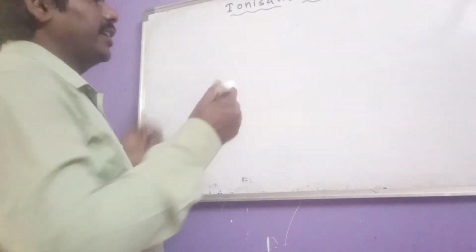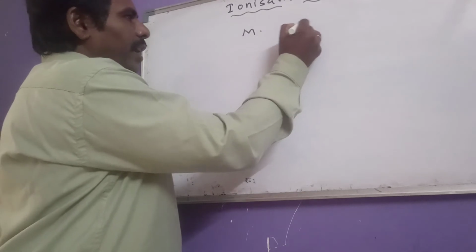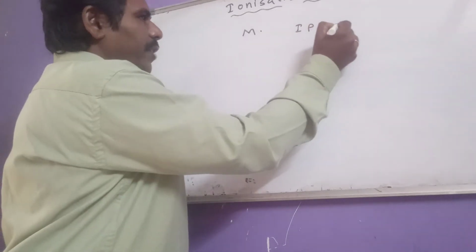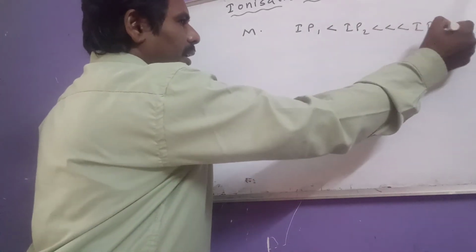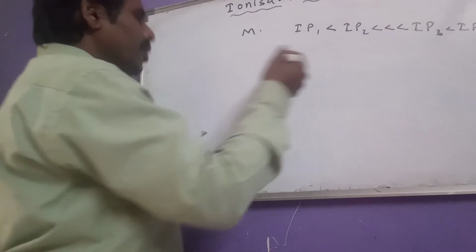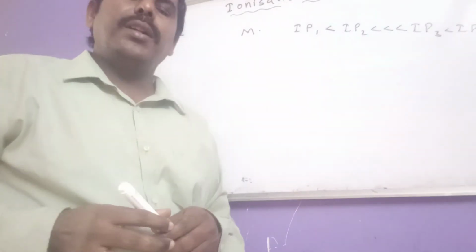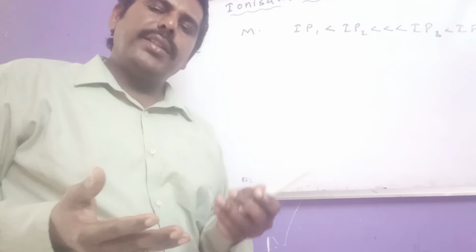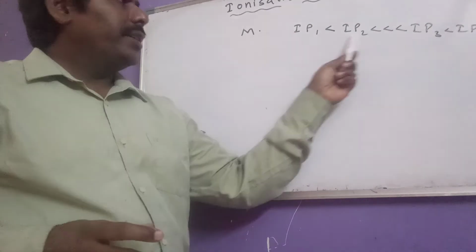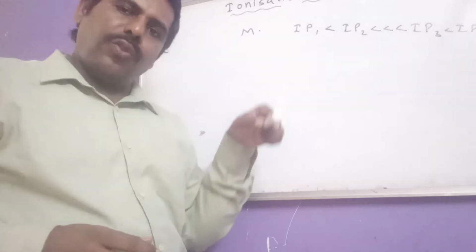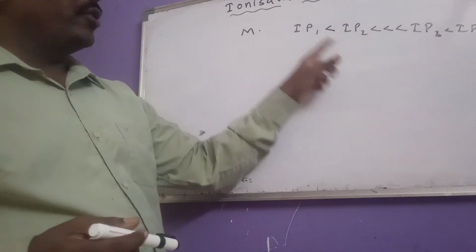So now let us see one example here. For an element M, the IP values sequence is like this: IP1 less than IP2 less than IP3 less than IP4, and so on. So what is the question now? What is the chloride formula of M? Or what is the sulfate, nitrate, phosphate formula of M? Based on this trend, we have to find the group number of this element M. So let us see how to find it.